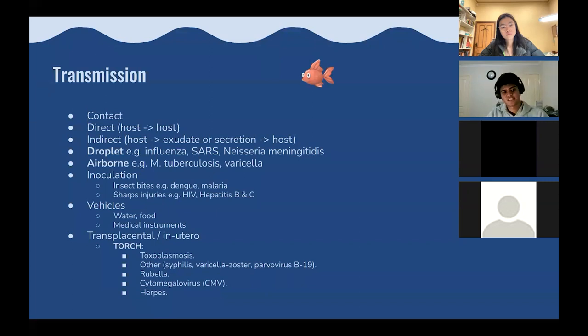Okay? Transplacental, in utero, there are a few diseases here. They've got an acronym called TORCH. These are all of the diseases that are commonly transferred in utero, transplacentally. So you've got toxoplasmosis, syphilis, rubella, herpes. But yeah, these are the different types of transmission.